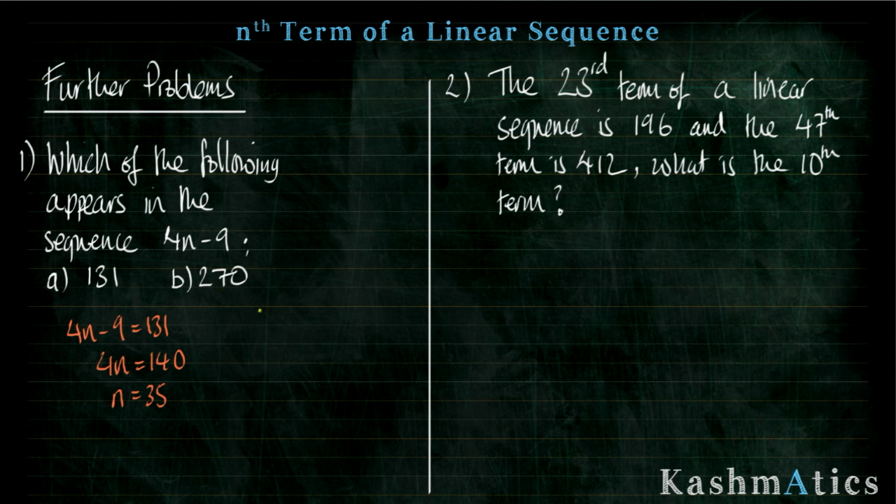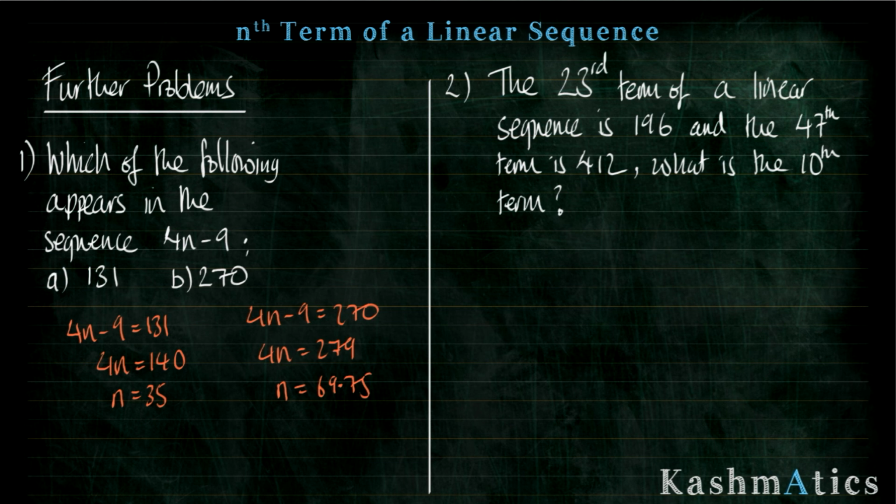Now when it comes to this other one, let's do the same thing. We've got 4n minus 9 equals 270. So 4n would equal 279. And, well, 279 is an odd number, and I can't divide an odd number by 4 without leaving any remainders or having a decimal. So if I did that, I'd get n equals 69.75. Okay, so we can see for this to be in the sequence, it would have to be the 69.75th number, and that doesn't make any sense. So 270 is not in that sequence.